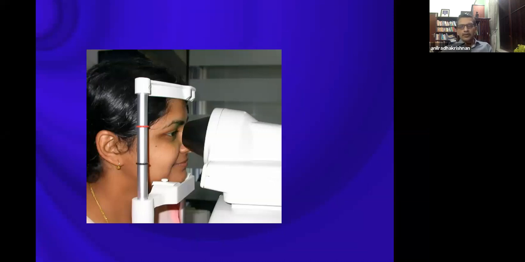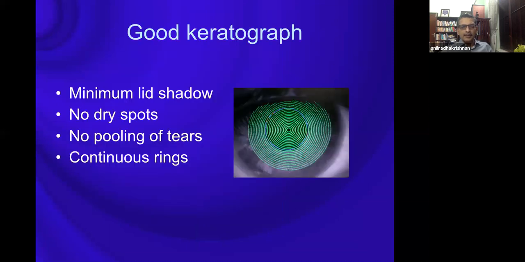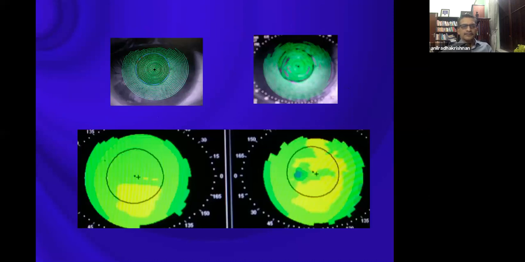When you take topography, it's very important that you place the subject properly. You have to keep the eye aligned to the lateral canthal marker and make sure that you get a proper image. So a good keratograph will have minimum lid shadow. There will not be any dry spots. There will not be any pooling of tears.